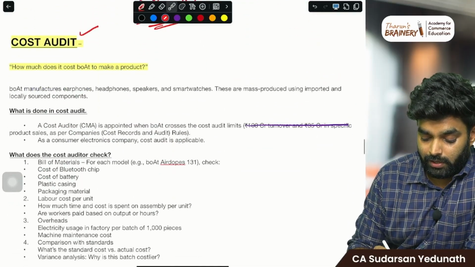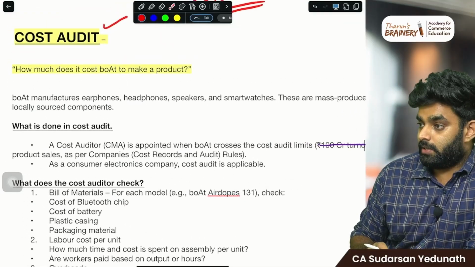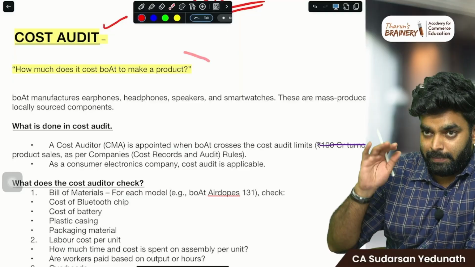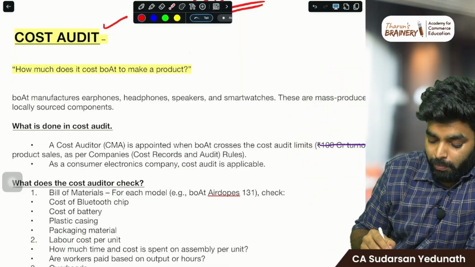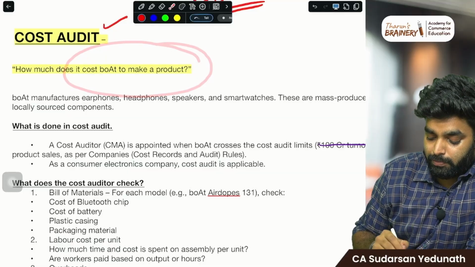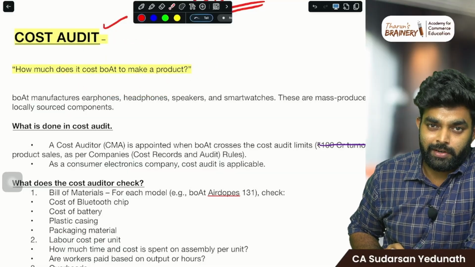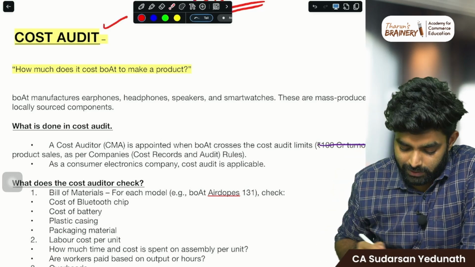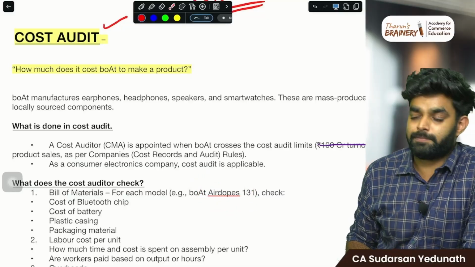Look here. Now I want everyone to give your attention to the screen. What do you mean by cost audit? I'm not giving you the definition, I'm giving you the idea. How much does it cost Boat to make one product? This is the essence of cost auditing. Boat has earphones, like the Airdopes 131, and these kinds of things are there.